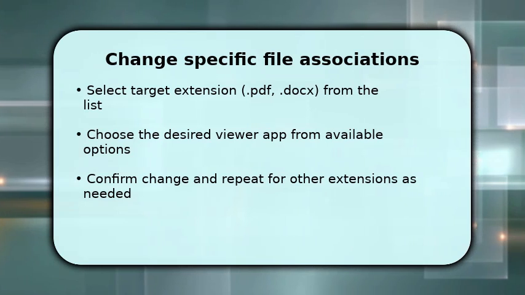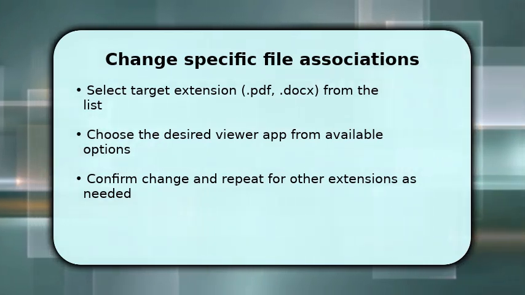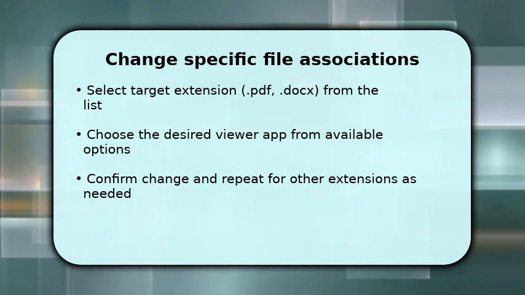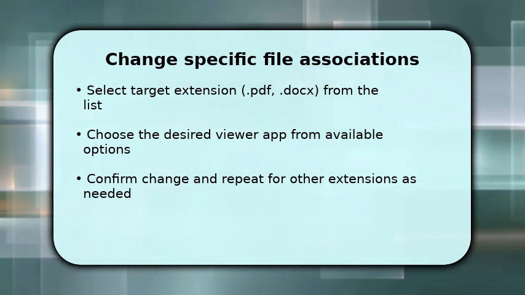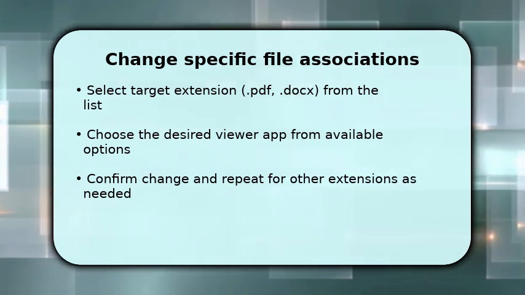Now you select the precise extension to change and pick the viewer you want as the default. You'll see a list of installed apps. Choose the one optimized for that format. If the app isn't listed, install it first and then return. The OS will populate it shortly.